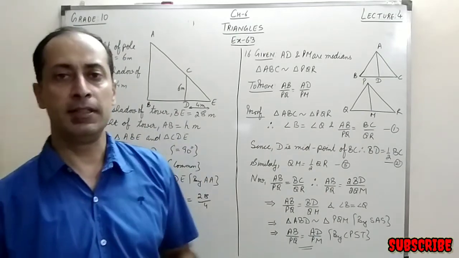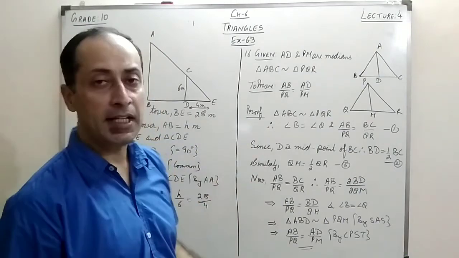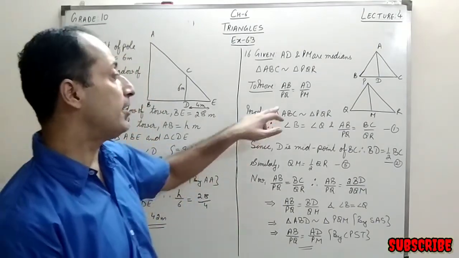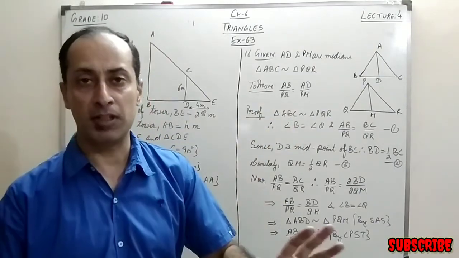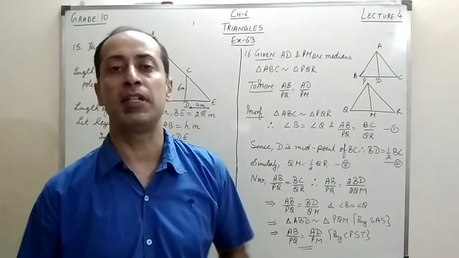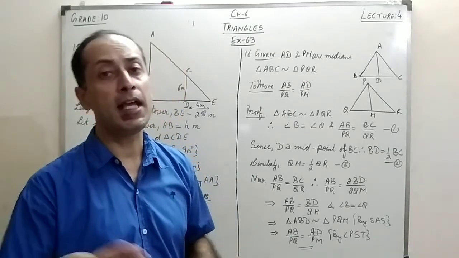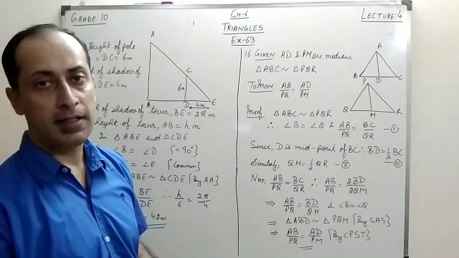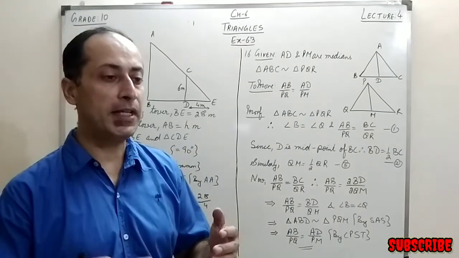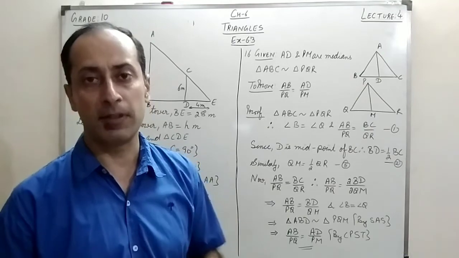Again, there are three ways: SAS, SSS, and AAA. We cannot take SSS, we cannot take all the sides. Why? Because already we have to prove the ratio of two sides are equal, right? But SAS or AAA can be taken, right? That is our choice. We can only proceed according to the things which are given to us, right?